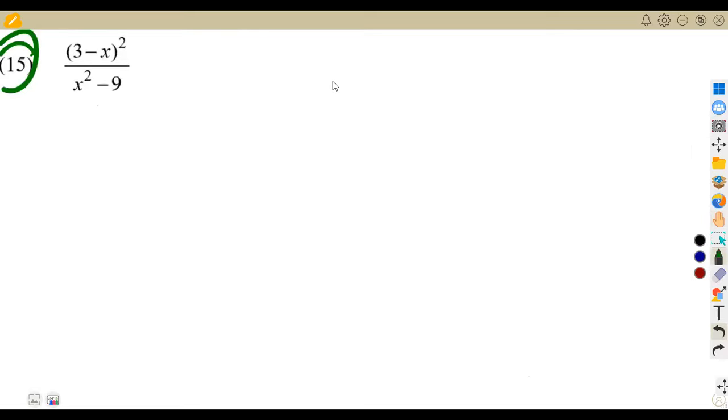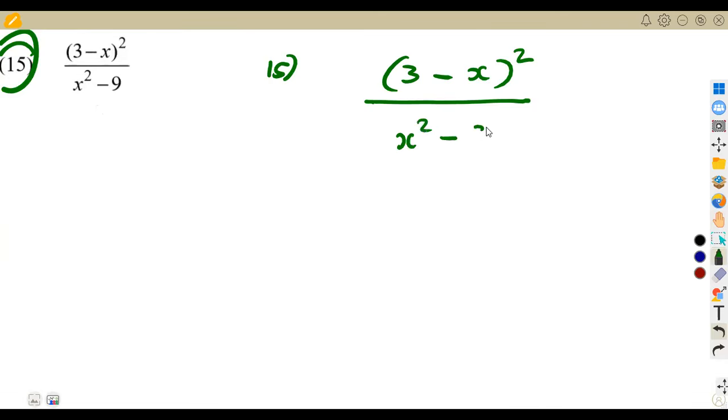All right, let us see number 15, which is also the same scenario. We've got 3 minus x to the exponent of 2, over x squared minus 9. You'll be tempted, because this is a negative x, and the way we are seeing it, we are starting with a positive, with a 3. So how can we avoid that? Even inside a bracket that is being raised to the exponent of 2, it can be done. How?